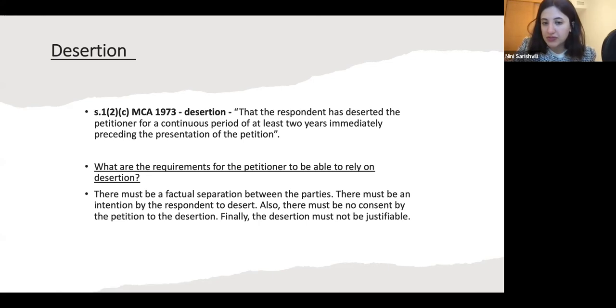What are the requirements for the petitioner to be able to rely on this ground for divorce? There must be factual separation between the parties. There must be an intention by the respondent to desert. Also, there must be no consent by the petitioner to the desertion. So if there is consent, then another law applies.